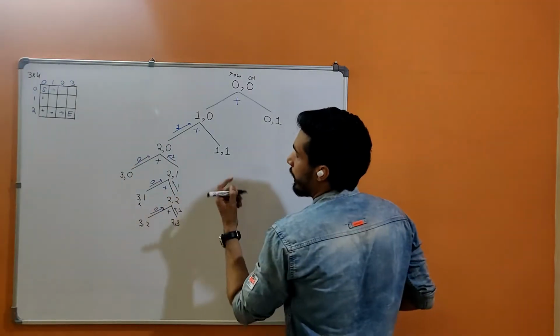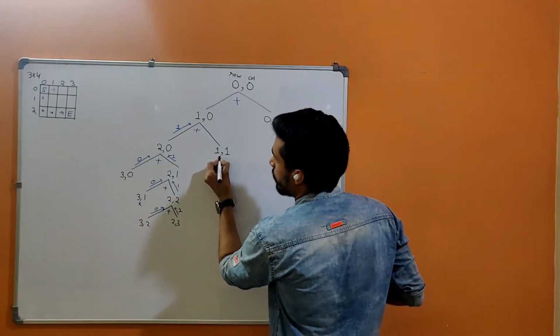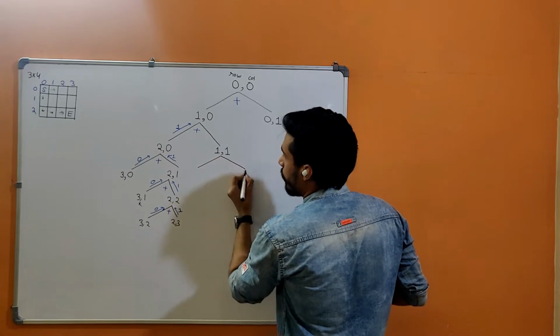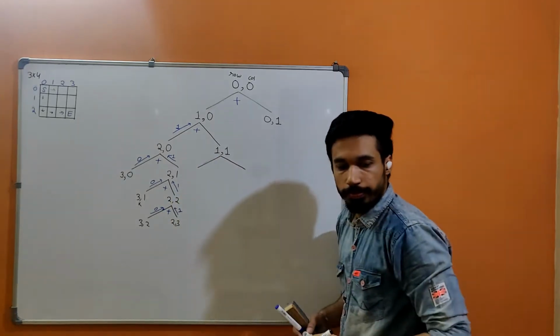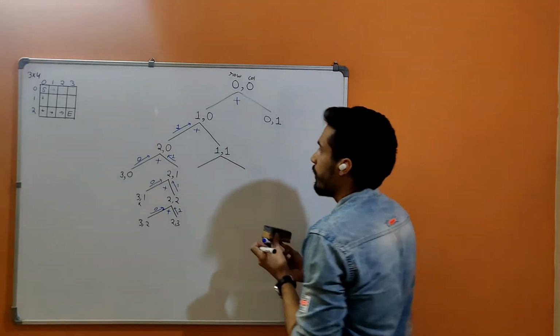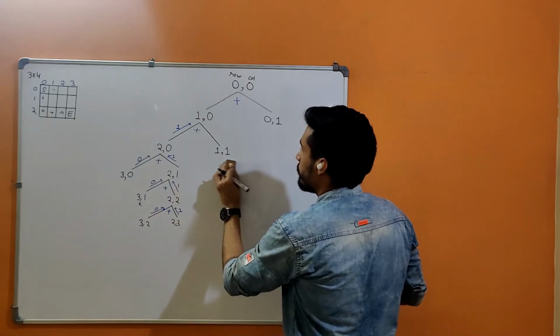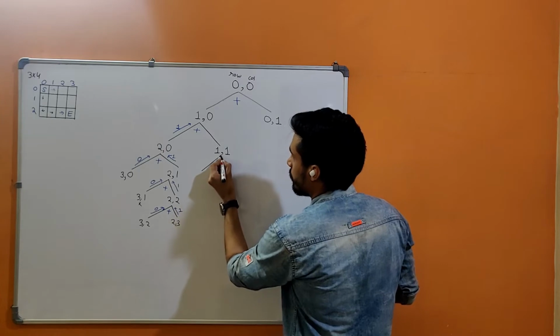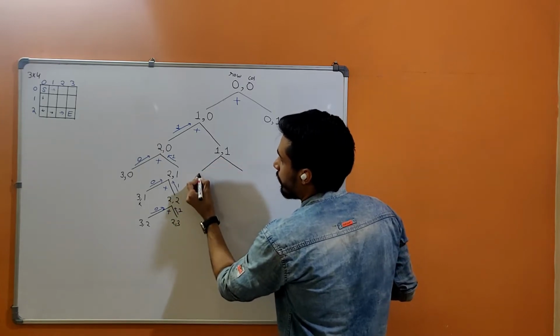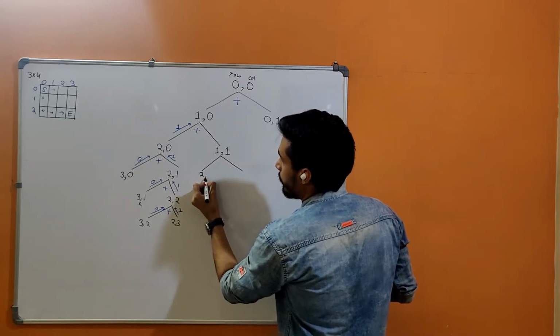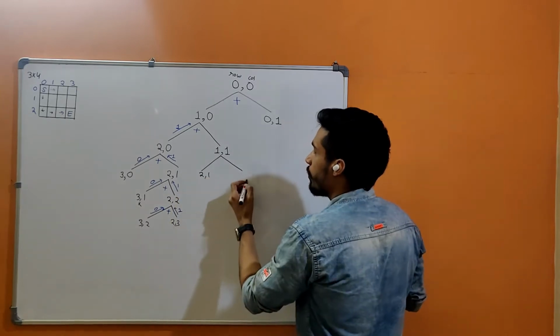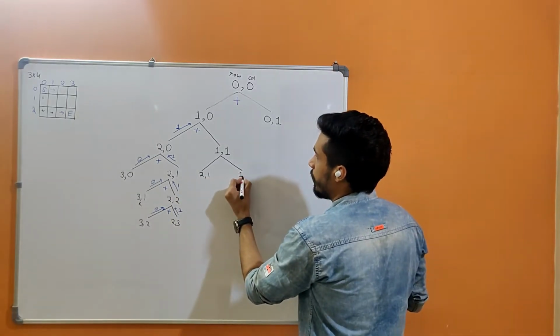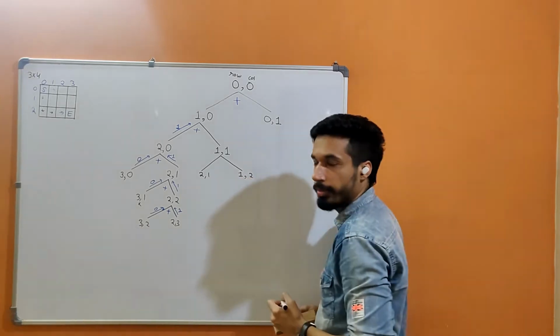From 1 1, I can go towards down, and also I can go towards the left side of the matrix, right? Let me make some space here. I can go towards down, that will be 2 1, and I can go towards the left also, that is 1 and 2, right?